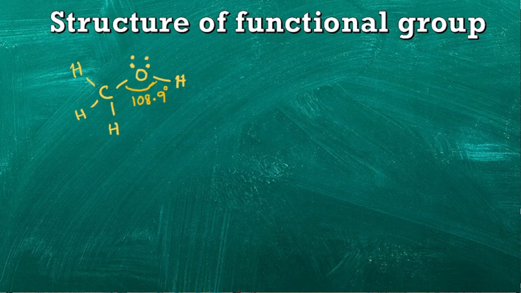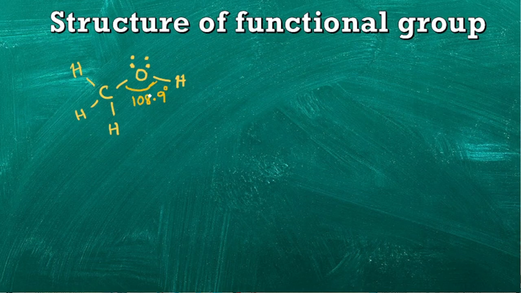So listen, here we are seeing the structure of the functional group. We are just taking the alcohols. Alcohols come under one of the functional groups, right? If you look carefully at this structure, the angle formed between the oxygen and carbon bond is 108.9 degrees. Actually, this angle is called the tetrahedral angle only.